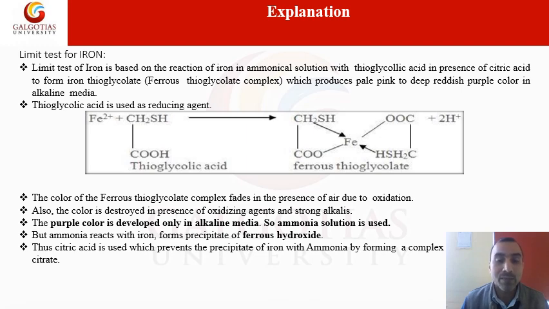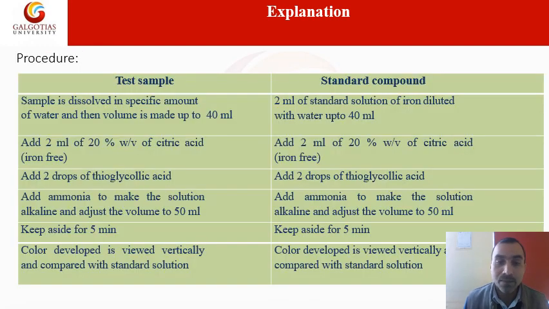The purple color is developed only in alkaline media, so ammonia solution is used. But ammonia reacts with iron and forms a precipitate of ferrous hydroxide. Thus, in this test, citric acid is used to prevent the precipitation of iron with ammonia by forming a complex of iron citrate, ferrous citrate. So this is the principle behind the limit test for iron.